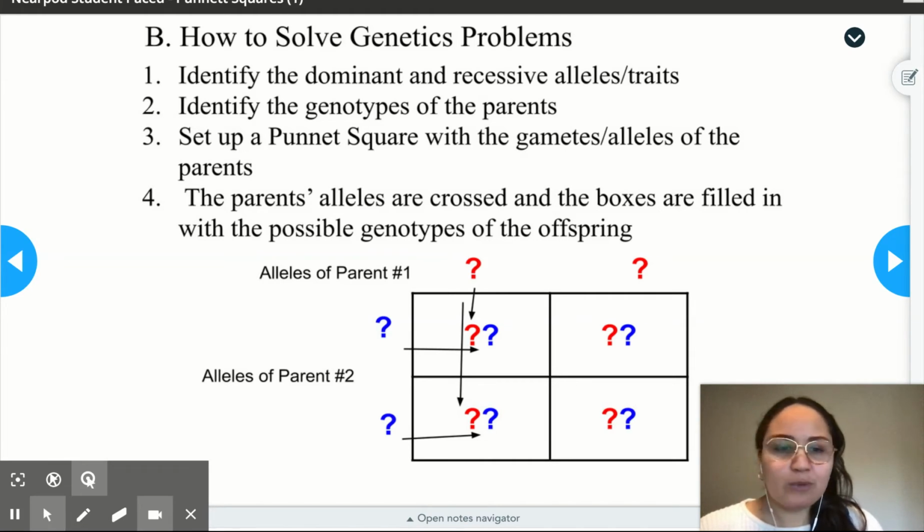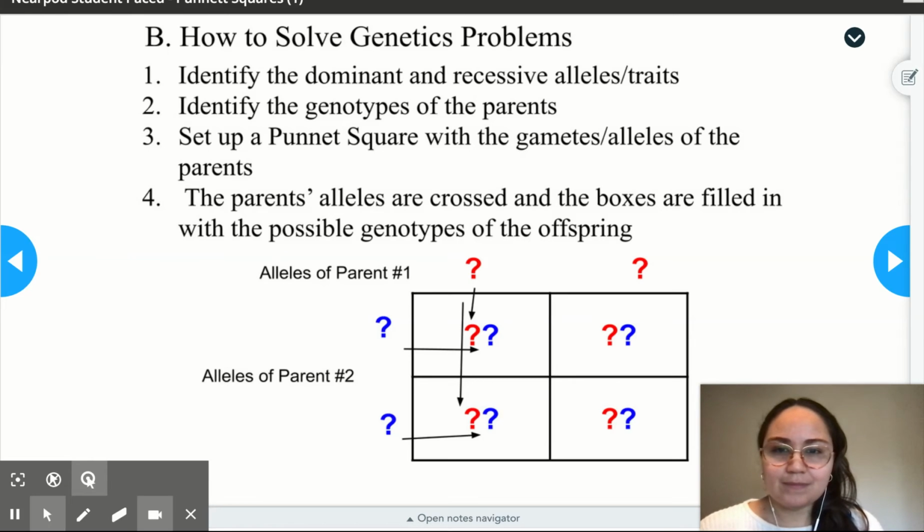So first I want to review the steps to solving the genetics problems. You always need to start off with identifying the dominant and the recessive alleles in the problem. So we're always going to focus on just one trait, for example, hair color. And this trait could have many different alleles. We'll focus on traits where there's just two possible versions.